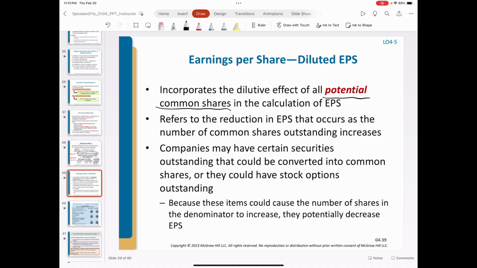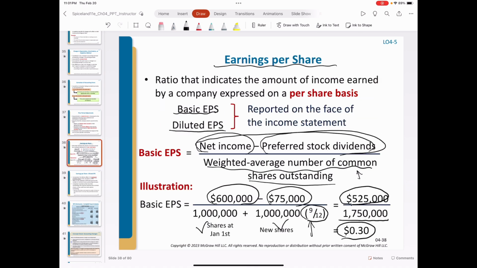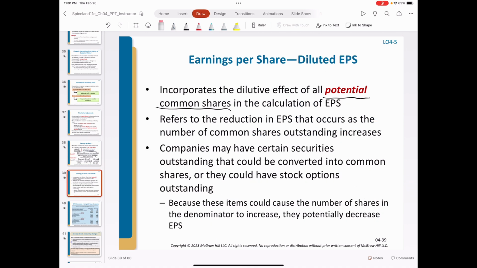So if we integrate this impact, it won't have impact on the numerator. It only has potential increase in the denominator. So diluted earnings per share usually is less than the basic earnings per share.